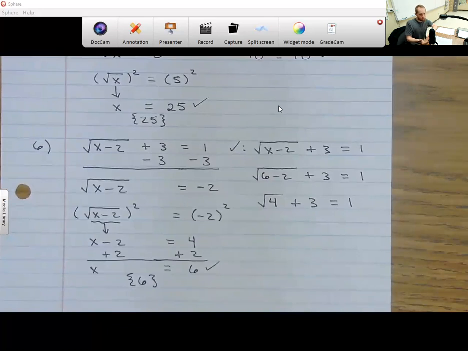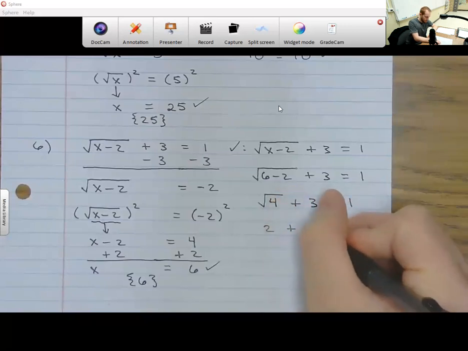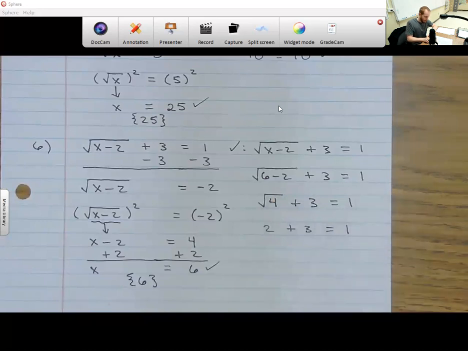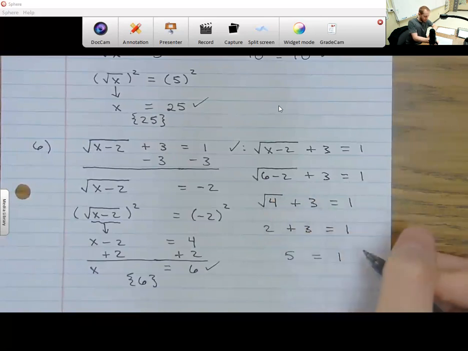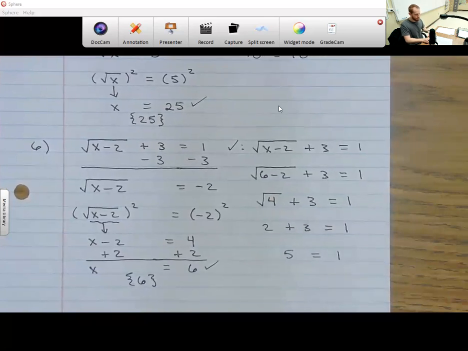Well, what's the square root of 4 going to be? That's going to be 2, right? Positive 2 plus 3 is equal to 1. And I'm kind of getting nervous now because 2 plus 3 is not equal to 1, is it? No, it's equal to 5. So I get 5 is equal to 1. That is false.